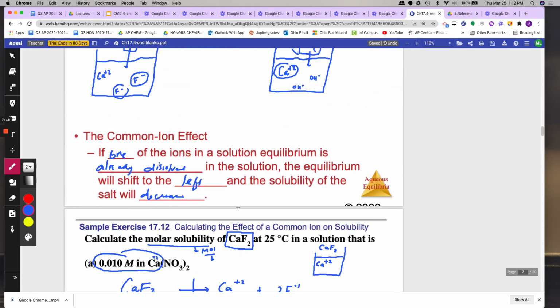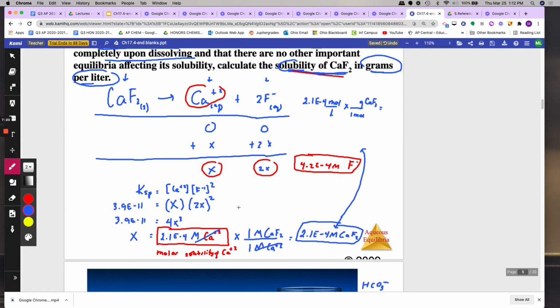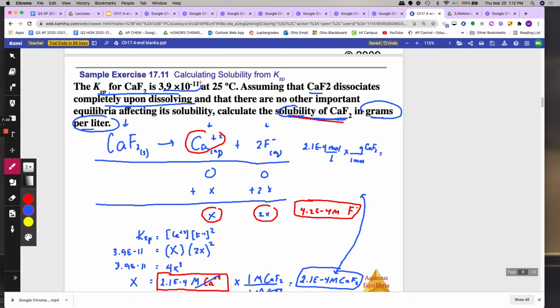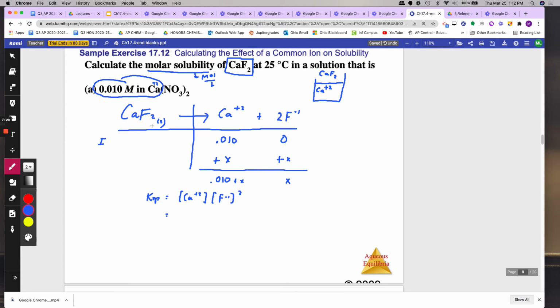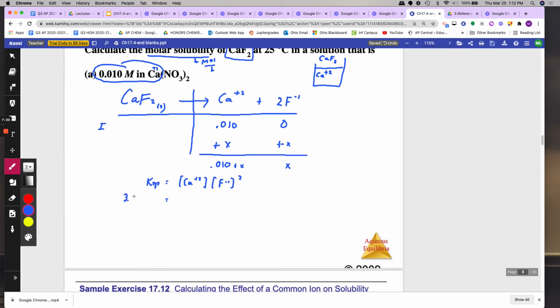KSP, I think it was given from the other problem, right? Yes, right here, 3.9 E negative 11. So we'll just write that here. This is going to be 0.01. Okay, so this is really small, negative 11, so this is going to be negligible. I'm not even going to write it. And this is x squared. Okay, all you have to do is solve for x.